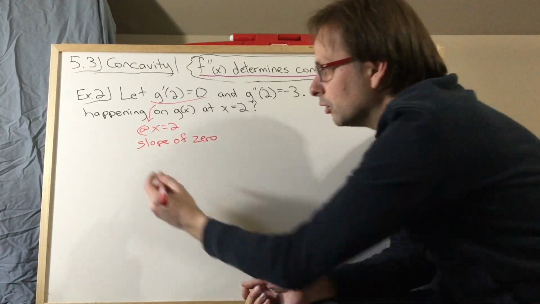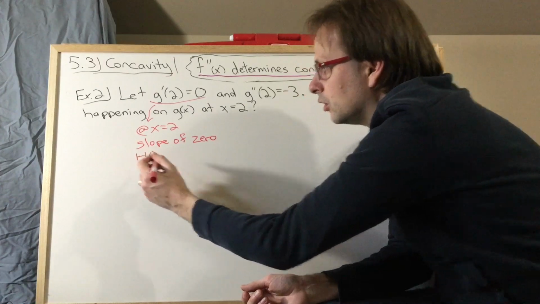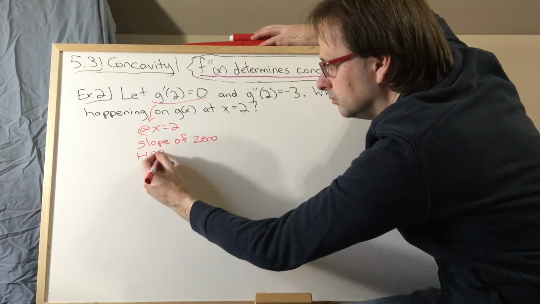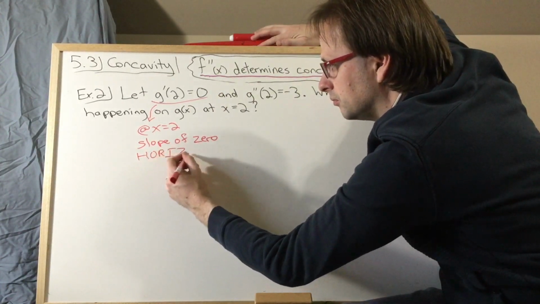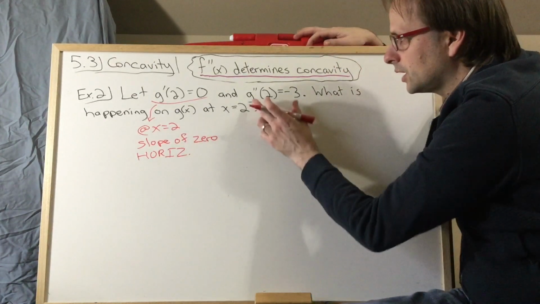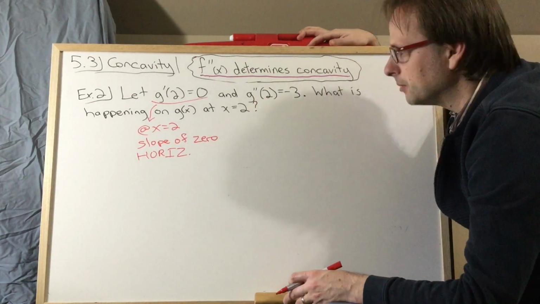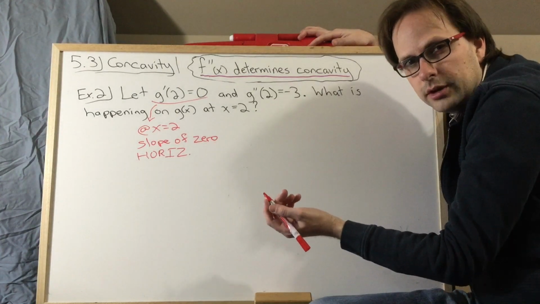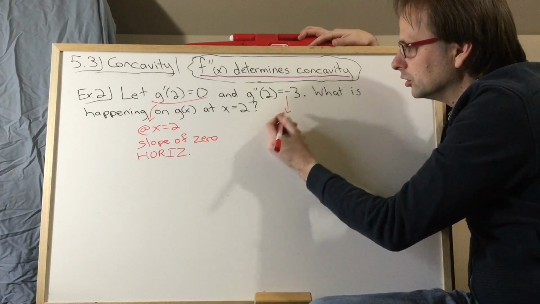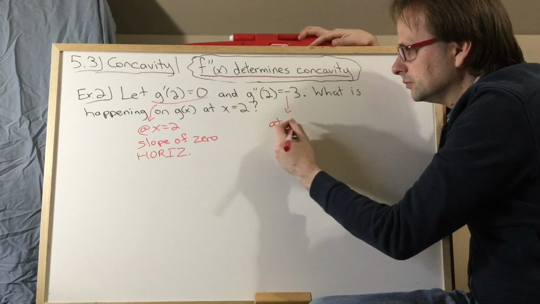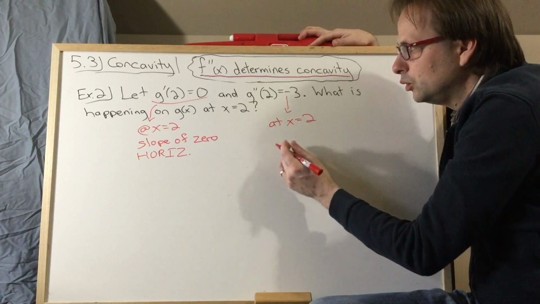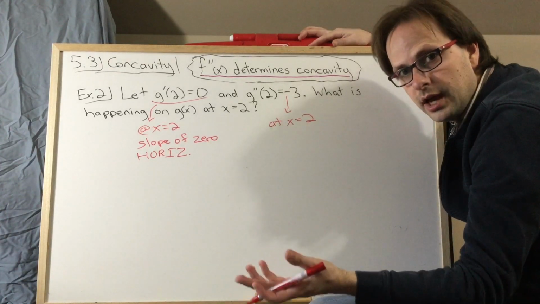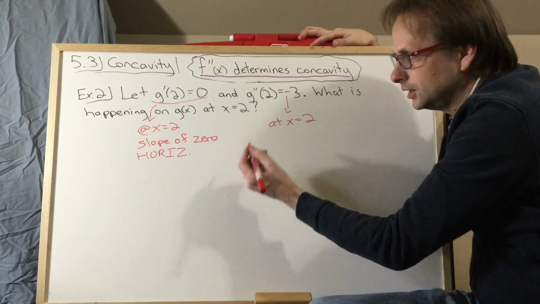And a slope of 0 also means that it's horizontal. Over here, where it says g double prime of 2 is negative 3, the 3 might not mean a whole lot to us, but the negative sure should. At x equals 2, we know that it is concave down because the second derivative is negative.